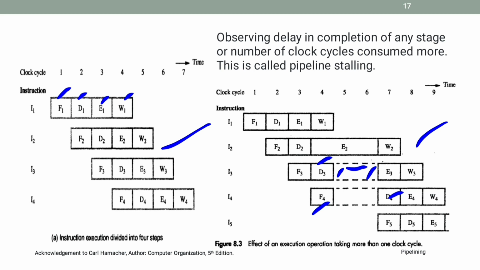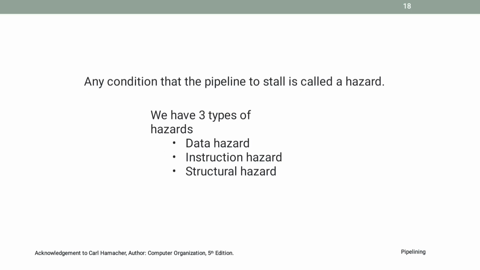Observing delay in completion of any stage, or more clock cycles consumed, is called pipeline stalling. So, any condition that makes the pipeline wait or stall is called a hazard. We have 3 types of hazards: data hazard, instruction hazard, structural hazard. Hazard means delay in the pipeline completion, or the pipeline taking more than 1 clock cycle.